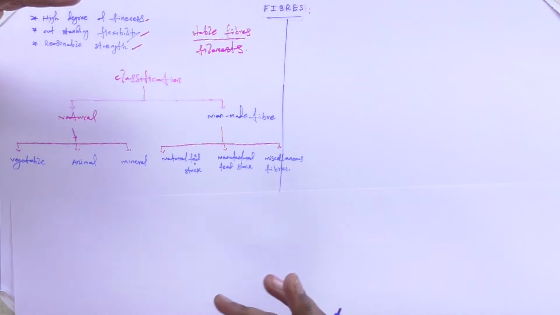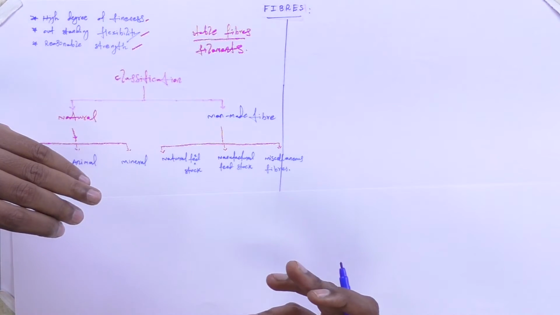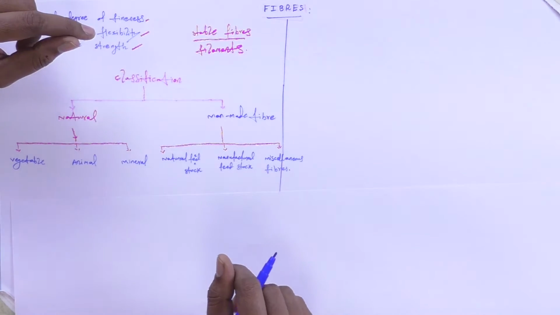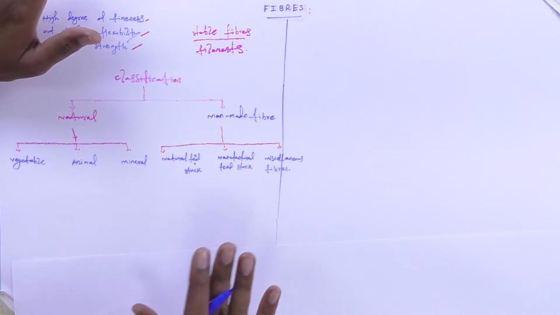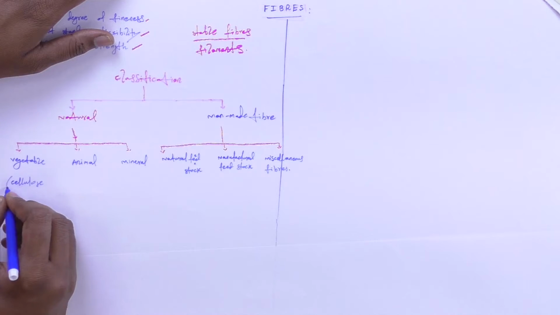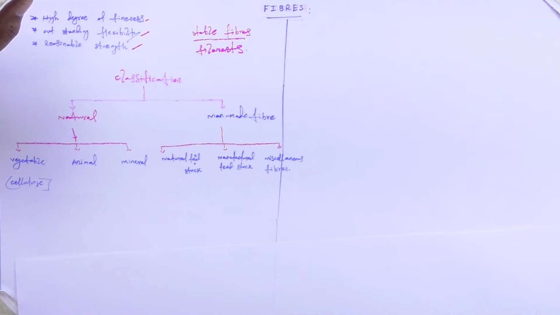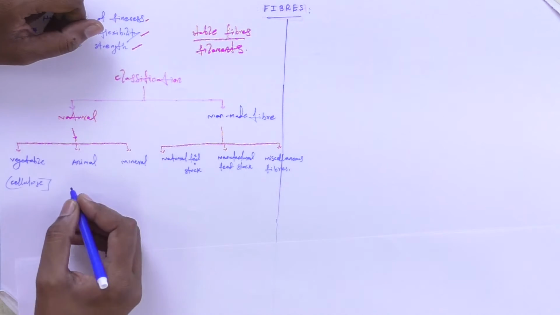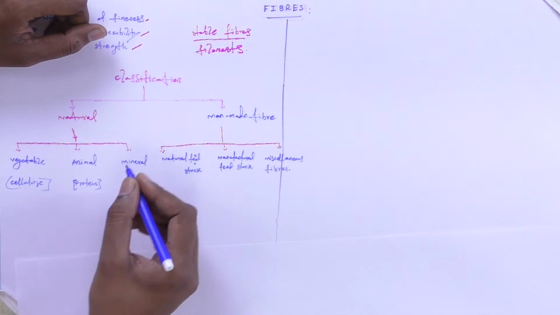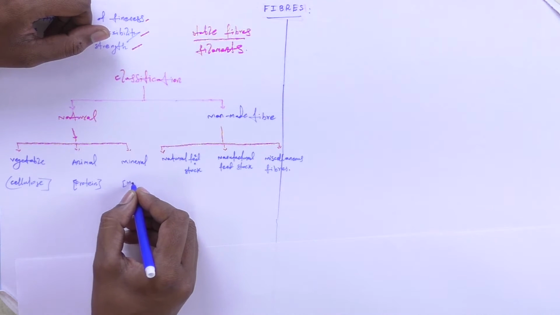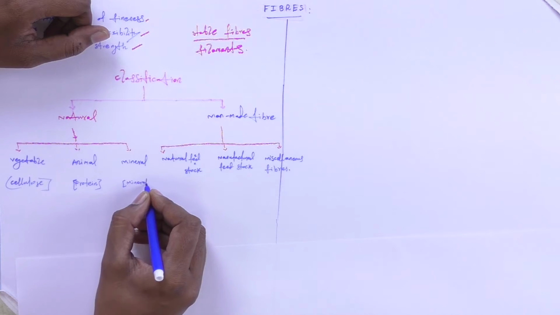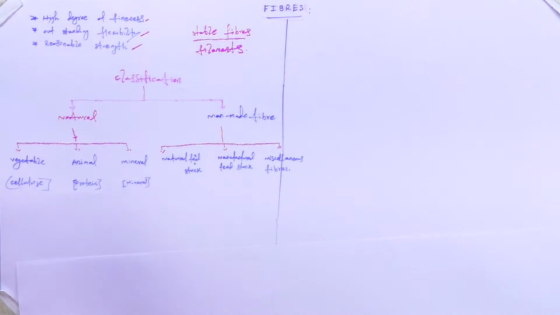What is meant by vegetable fiber? What is meant by animal fiber? And what about mineral fiber? Vegetable fiber is totally cellulose fiber. Animal fiber is protein fiber. The mineral fiber contains different types of minerals.